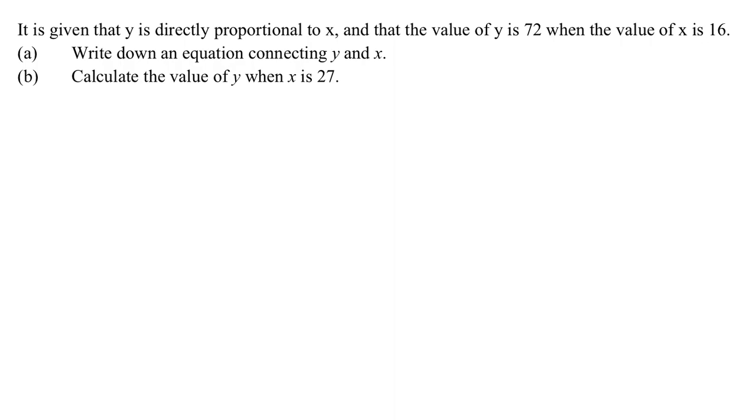Now, for this example, we are given the following. Very importantly, it is directly proportional to x for my y and my x. And the value of y, we are also given, x also given. So this basically allows us to find the value of k. So for part A, y is equals to kx. This is the general formula for direct proportion.